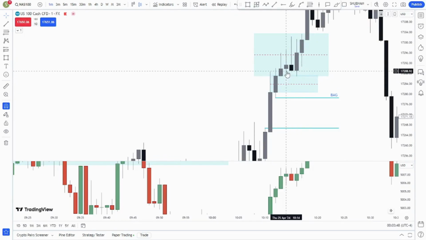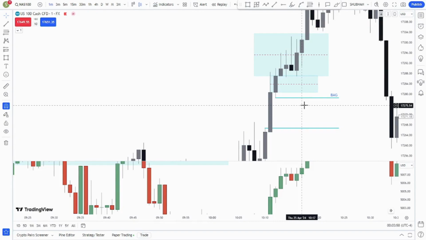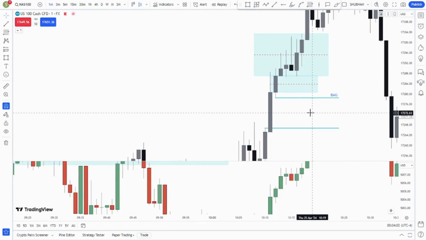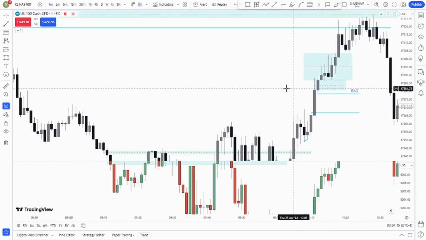But if you are taking entry on the breakaway gap mitigation block respect, which I did, then your stop loss should be here at the ending of the breakaway gap, because there are chances that the breakaway gap might get filled to 50% or 25%, but it will never get filled to 100%. It will never happen that this breakaway gap is filled all the way down here and then price goes up. It will be shallow tapped or 50% tapped. Quite clear.